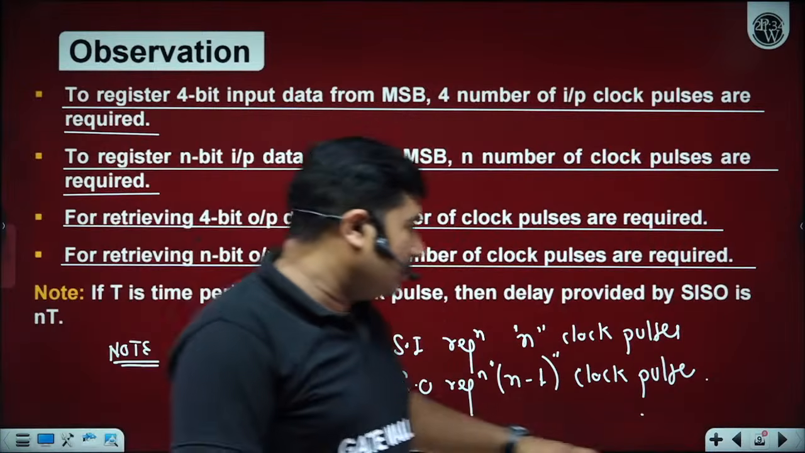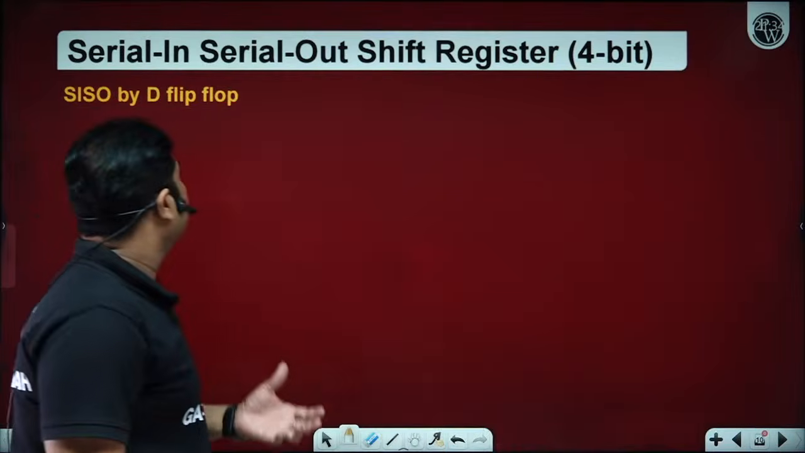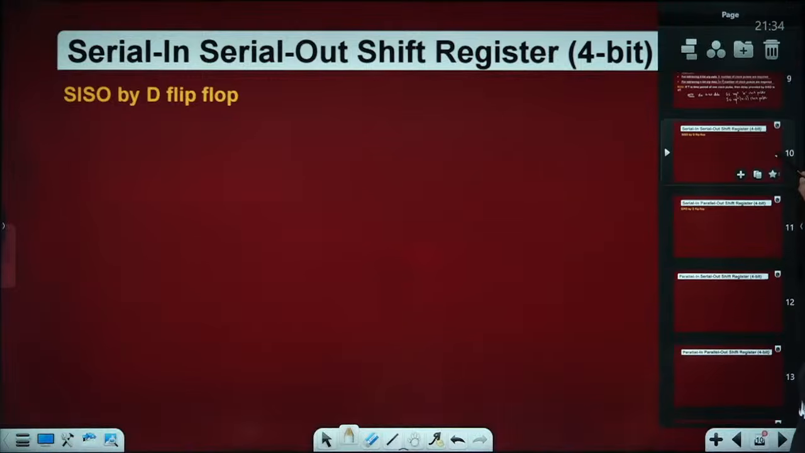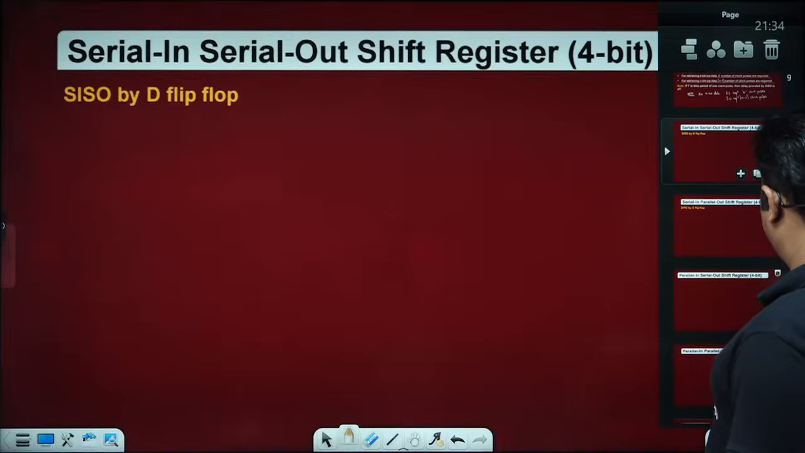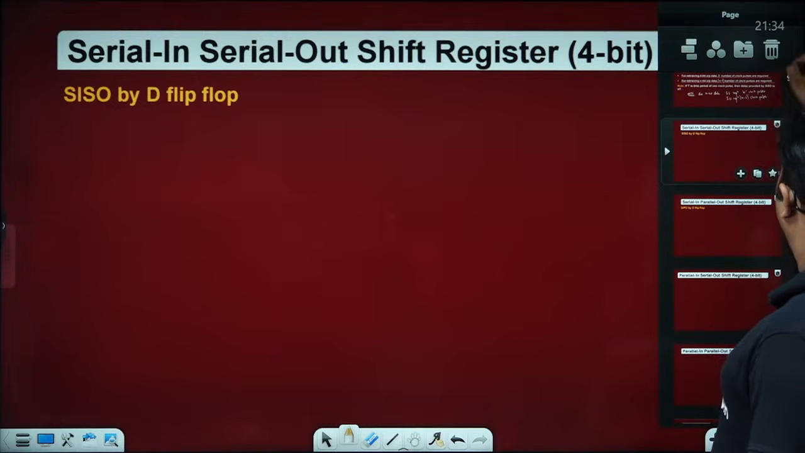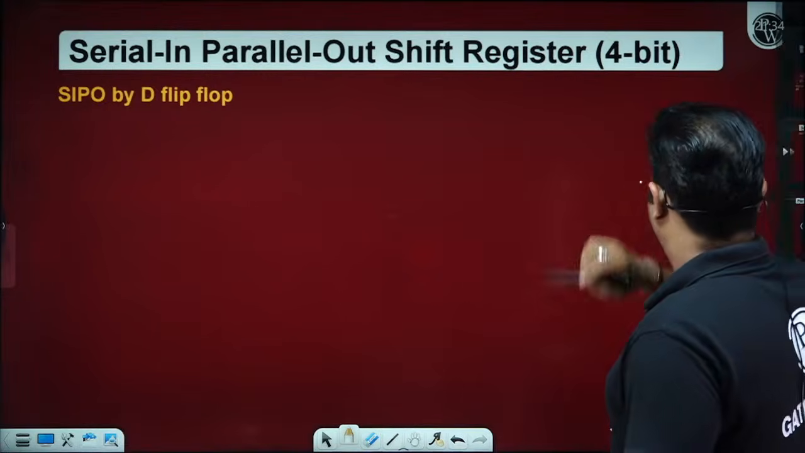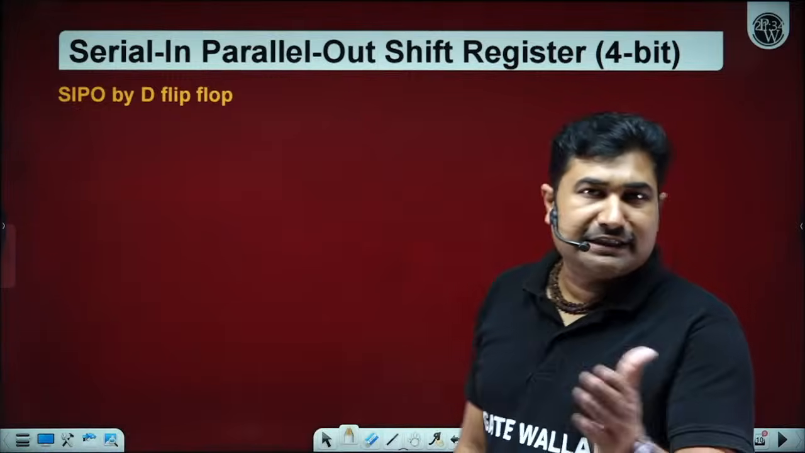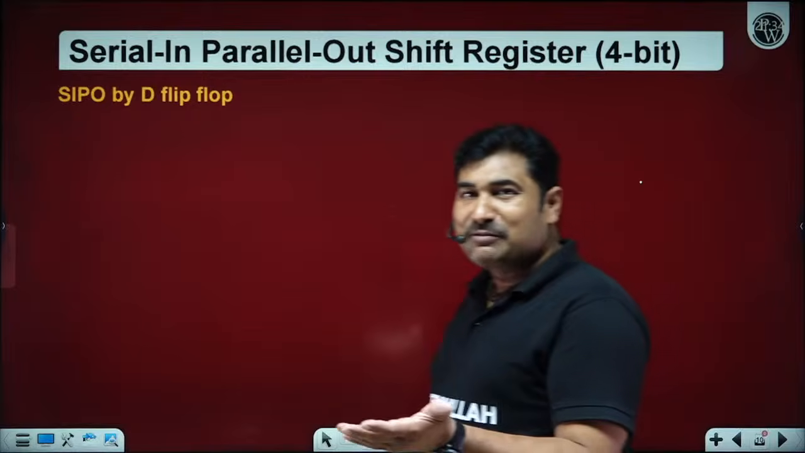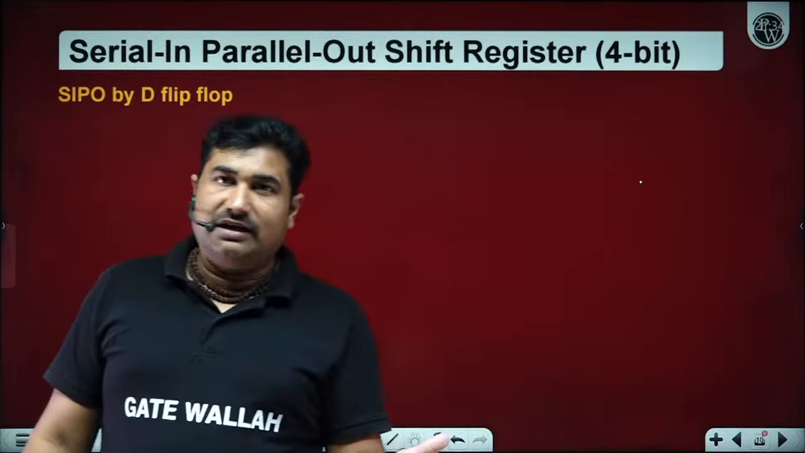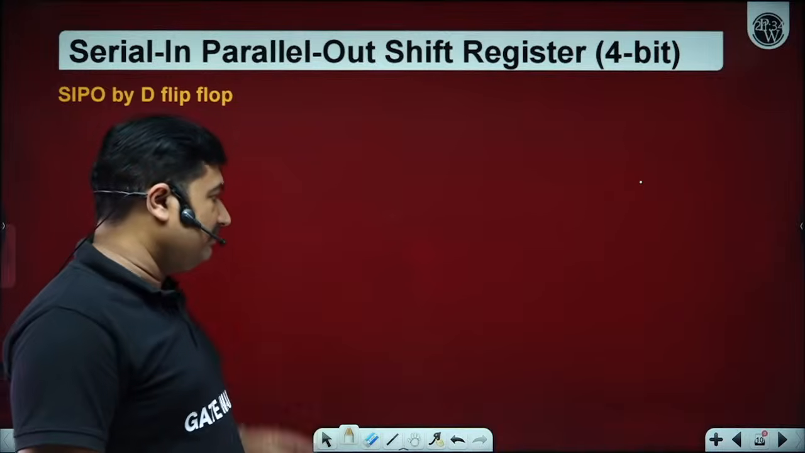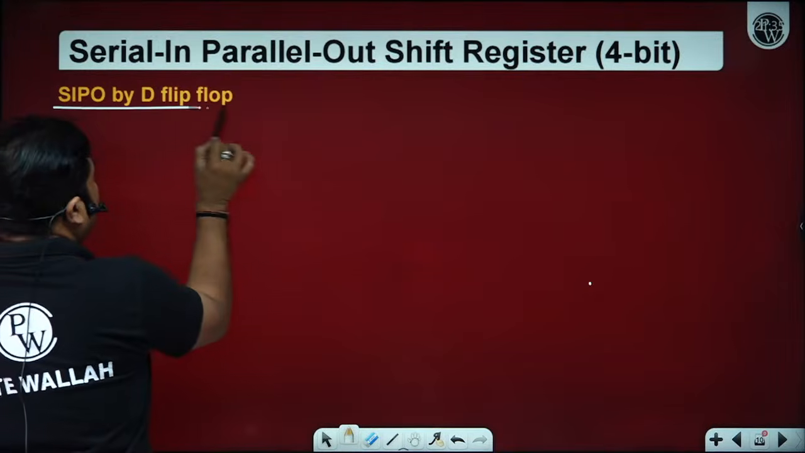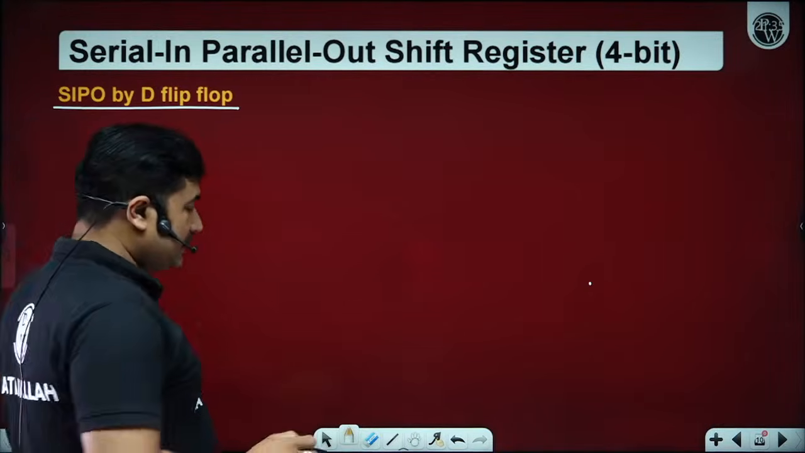Great. Now let's move to the next one, that is the serial in, parallel out shift register. Hoping all of you are able to understand serial in, serial out. So how many clock pulses are required for serial in? N. To retrieve, n minus 1, because 1 is already available at the output. Now, serial in, parallel out is also referred to as the SIPO register.